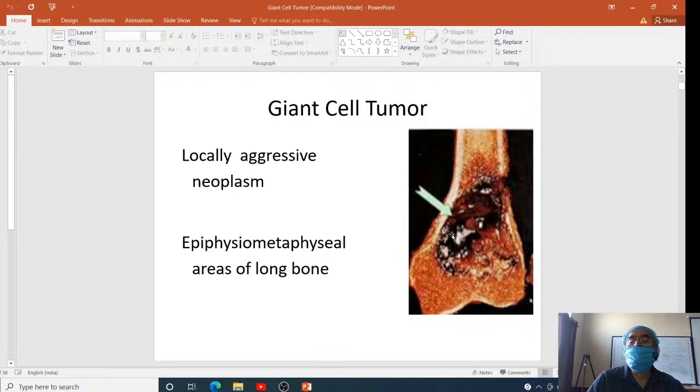So though it starts here, it slowly comes into the epiphysis. It's more or less an epiphyseal growth. And as I told you, it is locally aggressive. What do you mean by locally aggressive? Even though it's not so malignant, it has a propensity to break the cortex and go into the soft tissues. That's what is meant by aggression here in this tumor. Locally aggressive and distant metastasis to lungs. Only lungs, and they are not malignant.